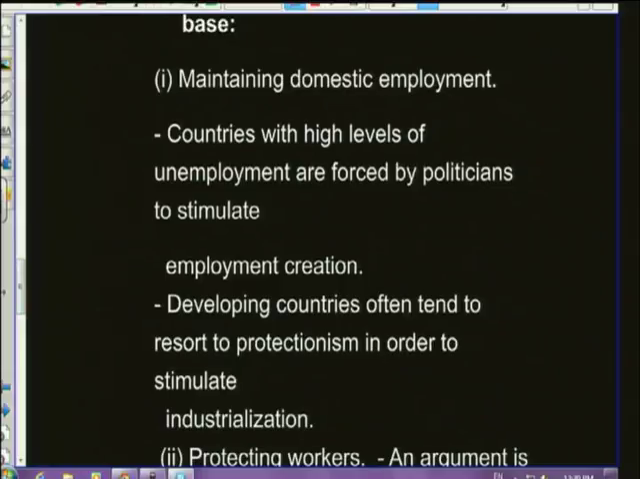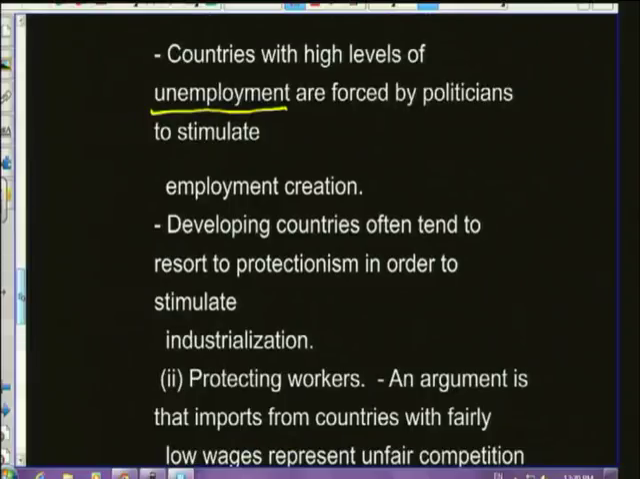If a country has high levels of unemployment, then it would be a good thing to try and protect their local industries. When there's high levels of unemployment and the industries are protected, usually the opportunity would be there to create job opportunities.